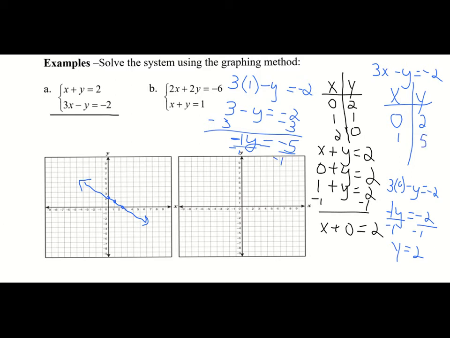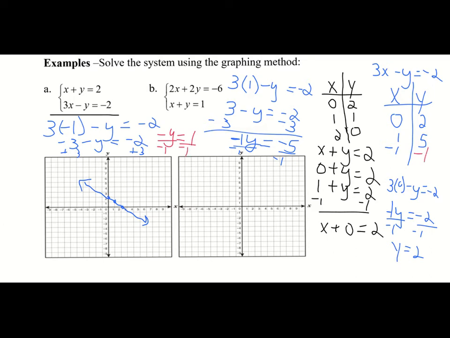And then we could put in another value. I'm kind of running out of space here, I didn't plan this out very well. Let's put in a negative 1 for x. So if I do 3 times negative 1 minus y equals negative 2, that gives me negative 3 minus y equals negative 2. So I'll add 3 to both sides, and I'm going to switch to red so you can see it, and the opposite of y is equal to 1. And then again, divide by that negative 1 there. So y equals negative 1.